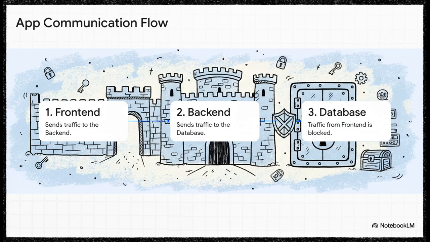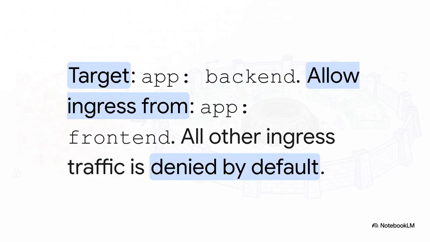So how do we enforce that rule? We do it with a policy that looks just like this. And don't worry, let's break this down. It's actually super simple. This policy targets any pod that has the label app backend. Then the ingress rule says, I will only accept traffic from pods that have the label app frontend. And here's the magic part. Because we've applied this policy, anything else that tries to connect to the backend is automatically blocked. Simple, right? But so powerful.